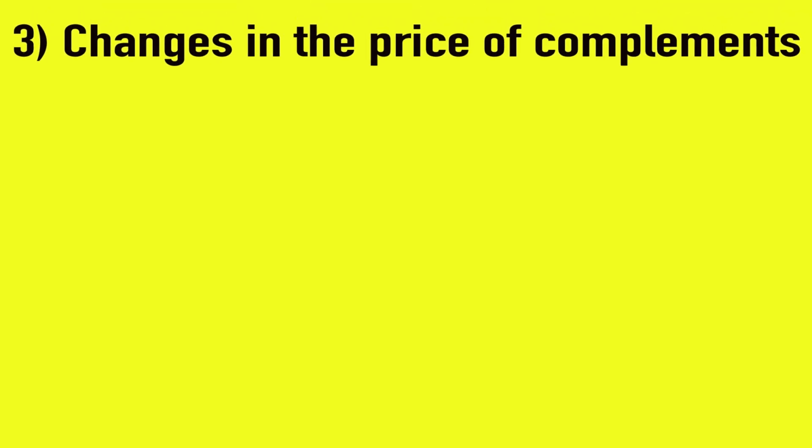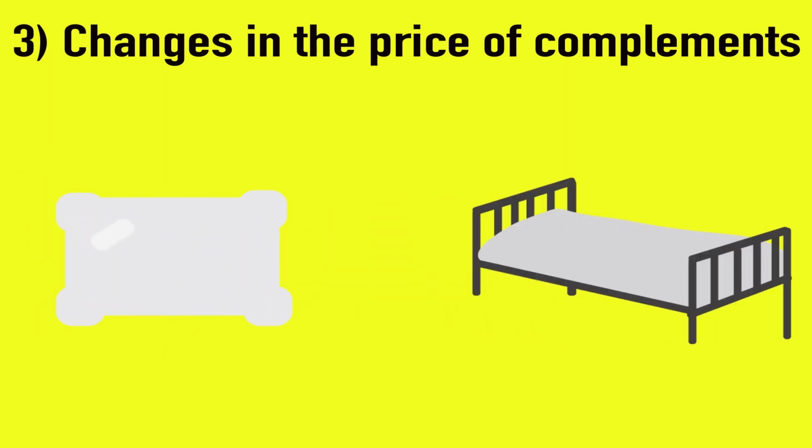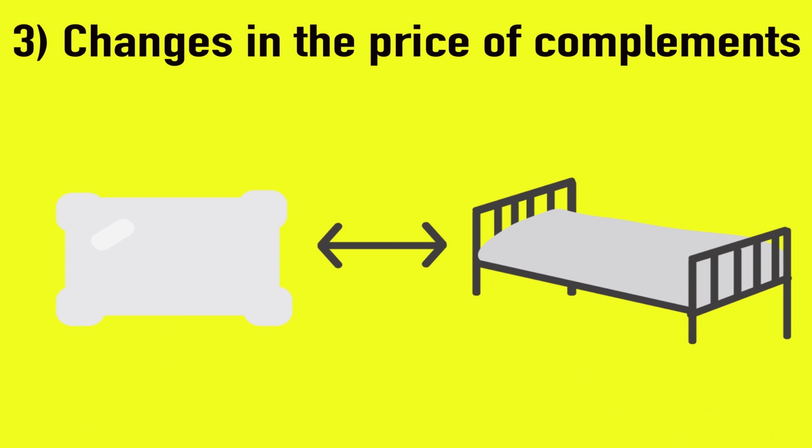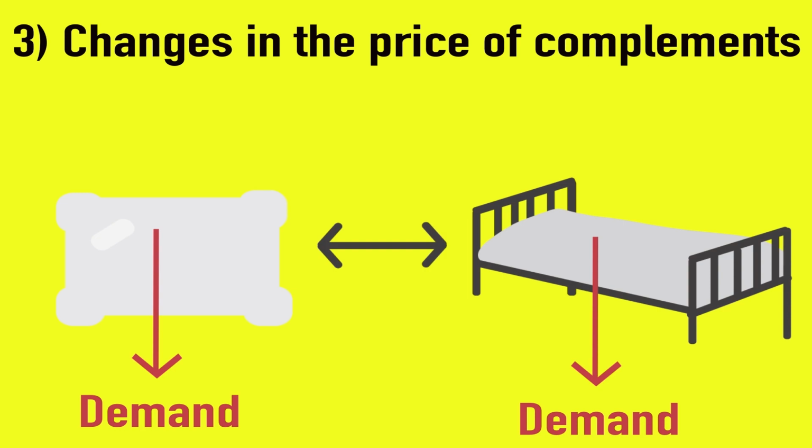Number 3, changes in the price of complementary goods. Basically, when the demand for an object is linked to its utility with another object, let's say pillows and beds. Pillows and beds are complementary goods because they are closely linked with one another. If someone buys a bed, then they will probably get a pillow. If the price of beds were to drop, then demand for the complementary good in the form of the pillow will increase. And the opposite is true if people buy fewer beds when they get more expensive. Naturally, people will buy fewer pillows because they are getting fewer beds.